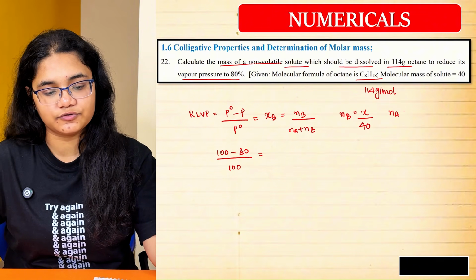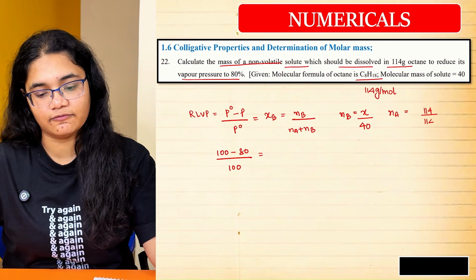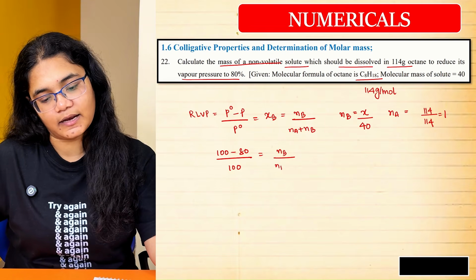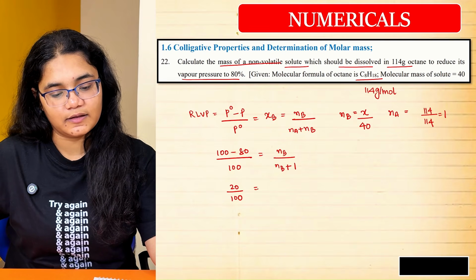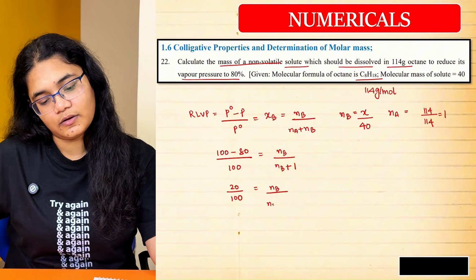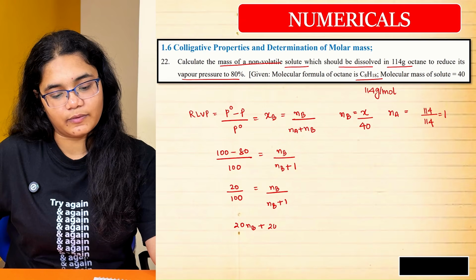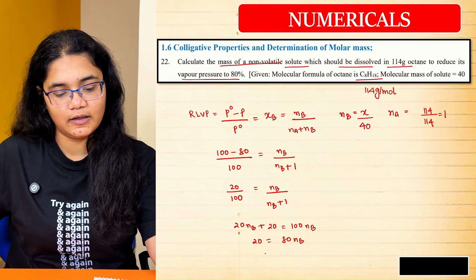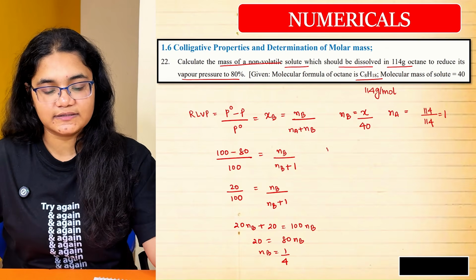And what is the number of moles of solvent? That is 114 by 114, which is equal to 1. So I can write this as NB by NB plus 1, right? So that gives me 20 by 100 is equal to NB by NB plus 1. So I have 20 NB plus 20 is equal to 100 NB. Now, if you see, I have 20 equal to 80 NB and I can have NB equal to 1 by 4.